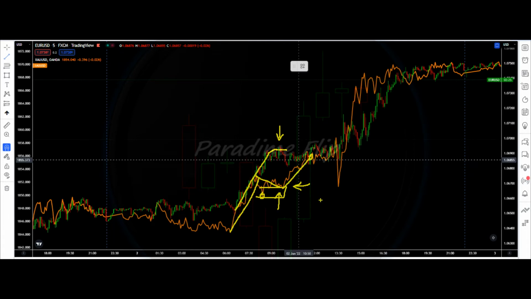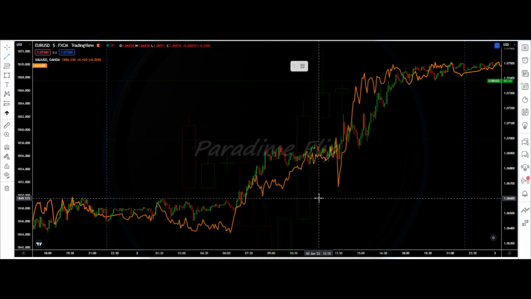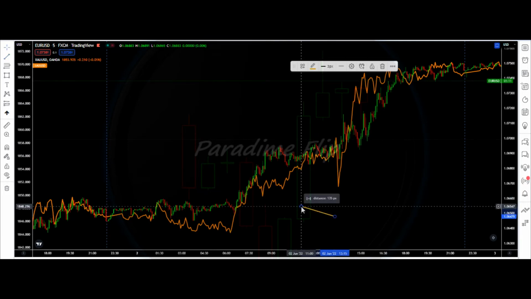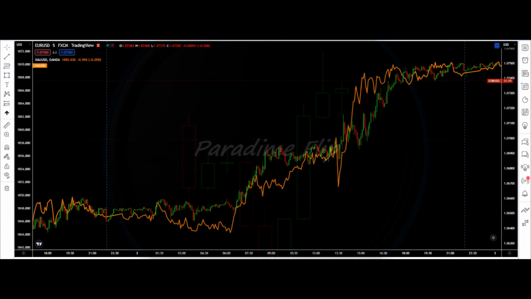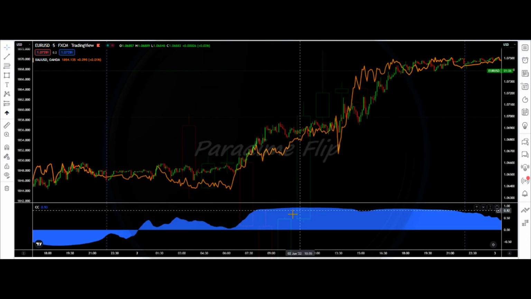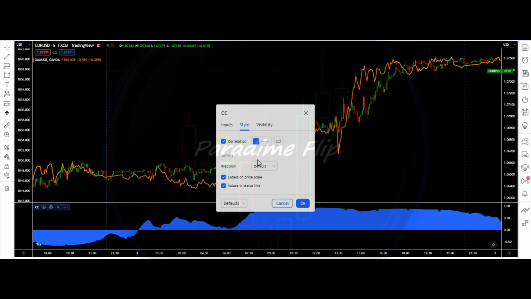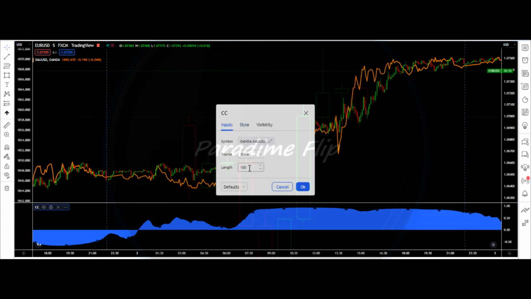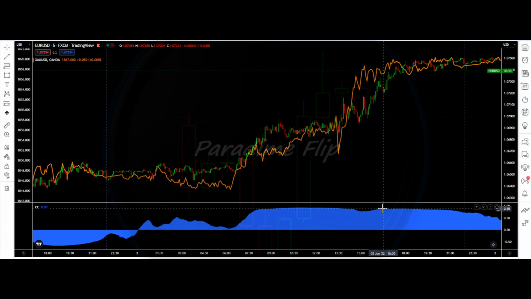Okay, so that's how we're going to take advantage of it. And in order to do this, we need a way to quantify the relationship between these two, and we can do that by simply putting a correlation coefficient on the chart. If you look here, we have a correlation coefficient of gold. The inputs are a length of 100 periods, because that would give us about 8 hours, which is about a session. So we're looking at the correlation in the last session.